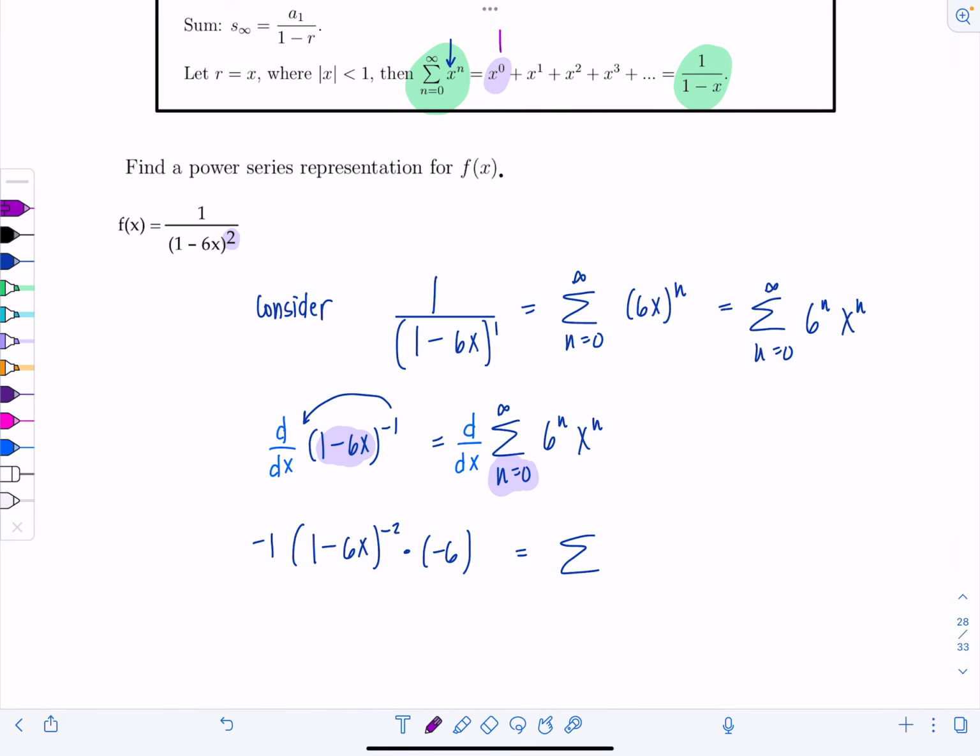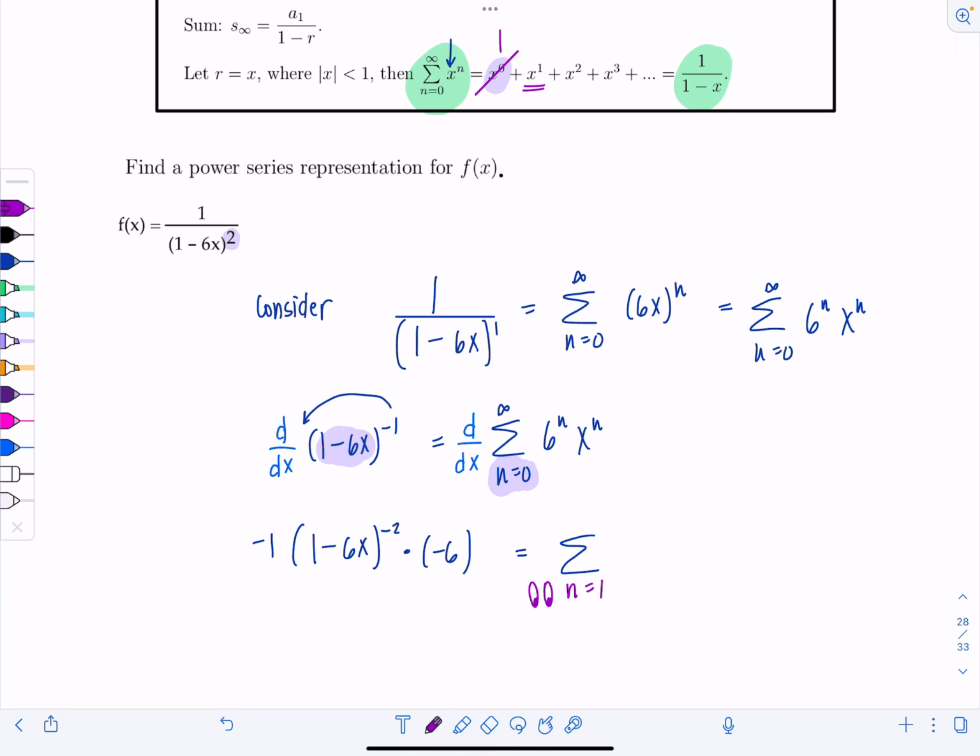The derivative of a constant is 0. So when you take the derivative, this is gone, and now you have to start at n equals 1. You do this anytime you differentiate and the first term is a constant. That's probably the trickiest part. That's it. Watch out.